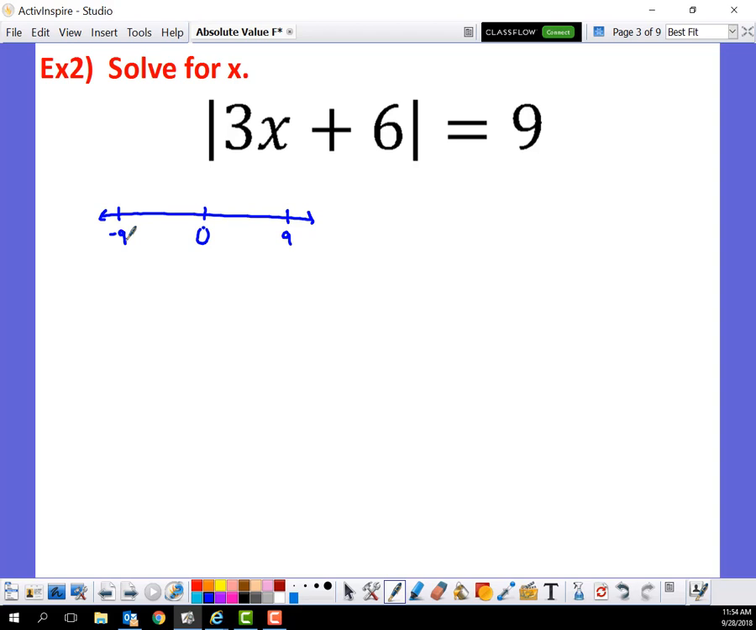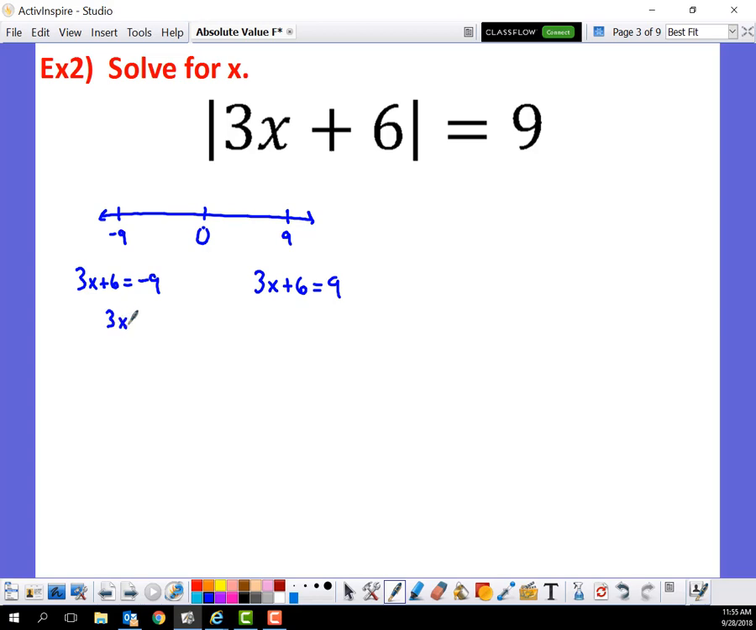Now here, the only thing that's different is what's inside the absolute value is not just x. There's some other things happening there as well. We've got 3x plus 6. So what I do here to get my 2 equations is I say, okay, 3x plus 6 can equal +9, but 3x plus 6 can also equal -9 as well. So here I have 2 equations that I can solve, and I solve each one independently.